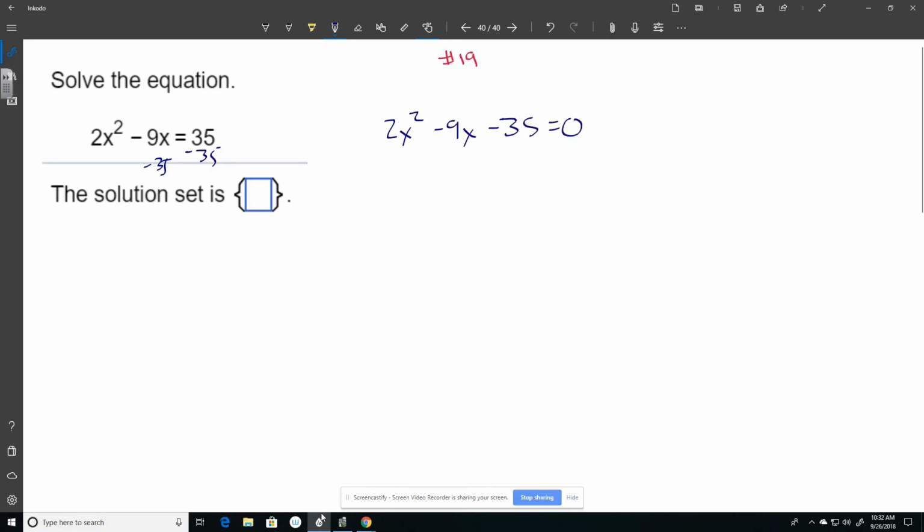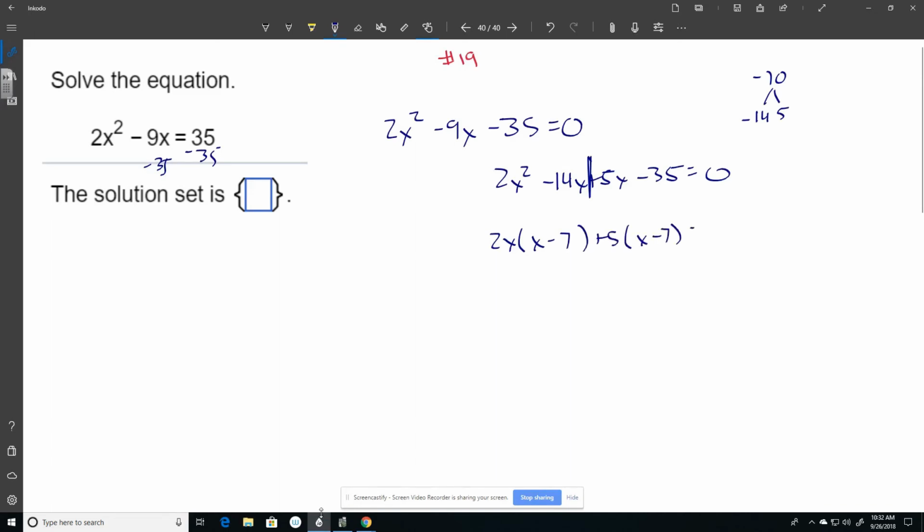Looking at this, one way to do it is to factor. I could see what multiplies to be -70 and adds up to be -9. What do we have? 14 and 5 are probably going to be the ones, and it'll be a -14. So then I could plug those into the middle and replace it. This could be 2x squared minus 14x plus 5x minus 35 equals 0. I factor out the greatest common factor, so this becomes 2x times x minus 7. And over here, I factor out the 5, and I get x minus 7.